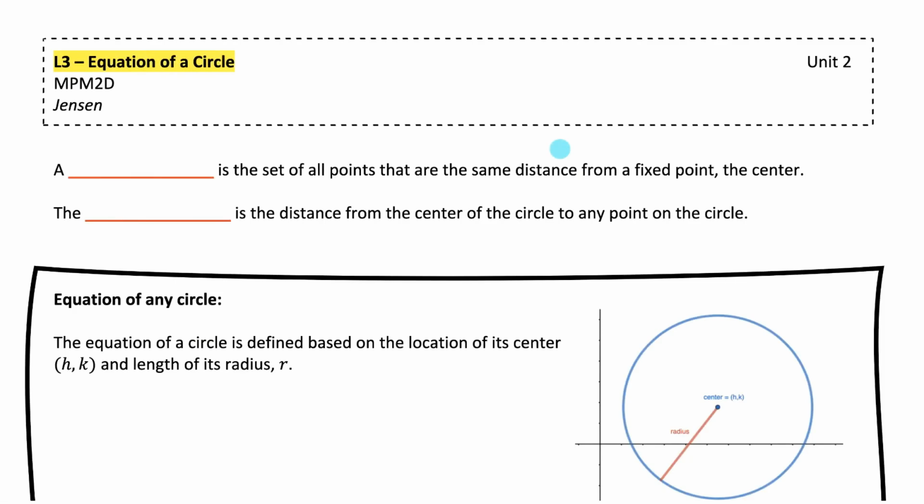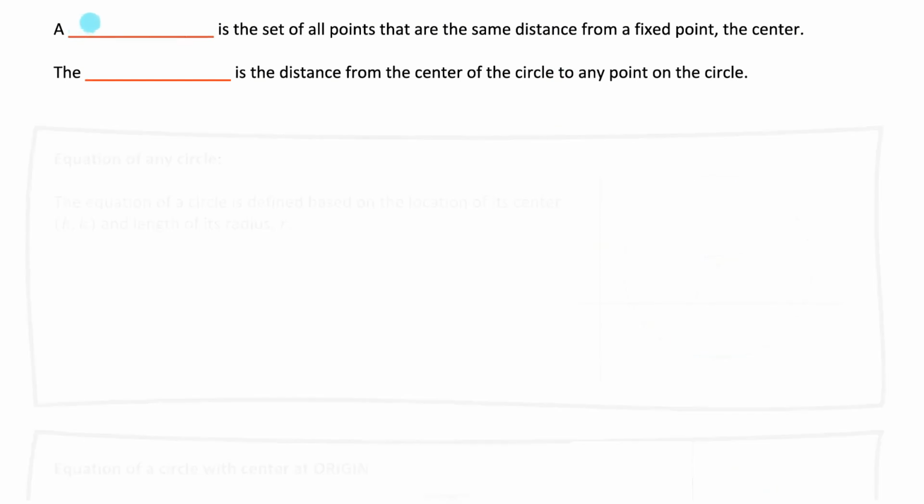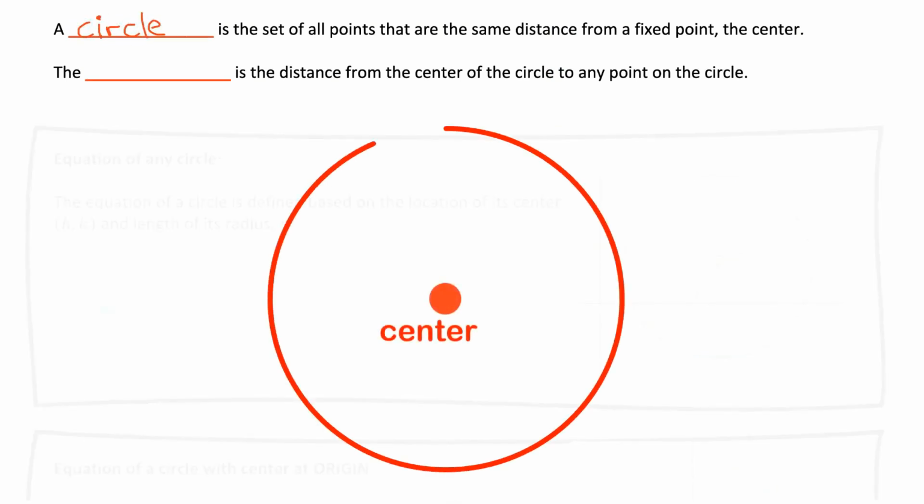This lesson is on the equation of a circle. Let's start by looking at the definition of a circle. A circle is the set of all points that are the same distance from a fixed point, which we call the center of the circle. The radius is the distance from the center of the circle, that fixed point, to any other point on the circle.